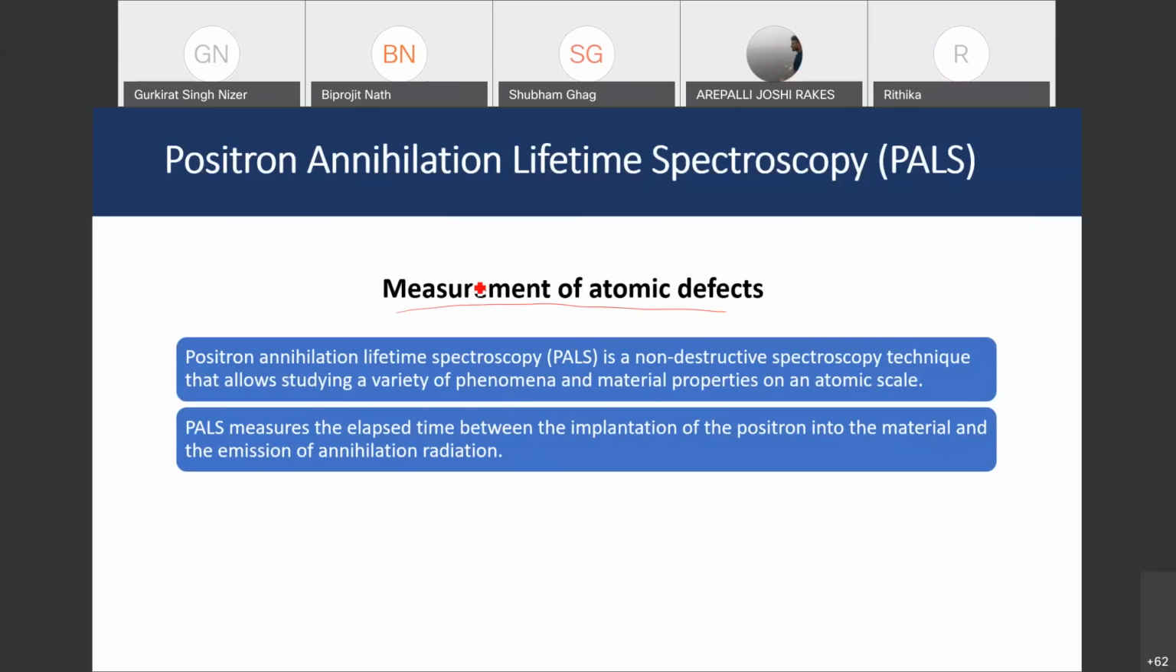This method is a non-destructive spectroscopy technique which allows us to study a variety of phenomena and material properties on an atomic scale. Basically, we measure the time between the implantation of the positron into the material and the time of annihilation, and based on that we get to know whether there are defects or not. I'm not an expert in this field, so I have limited idea of how it is used, but positron annihilation lifetime spectroscopy is being used for understanding material properties on an atomic scale.